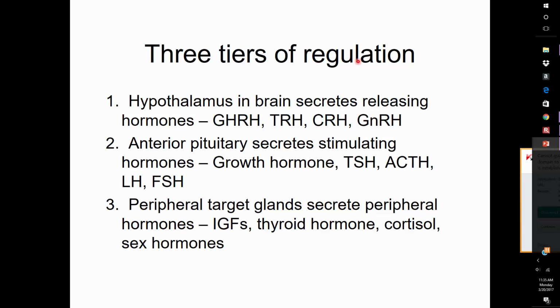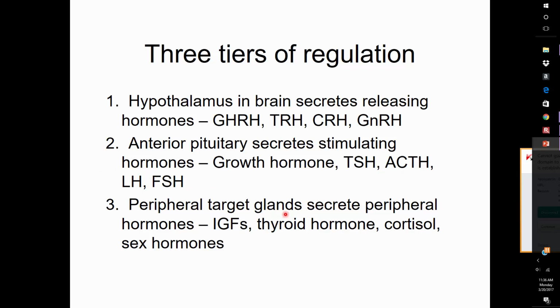So here are three tiers. There are neurons or neurosecretory cells in the hypothalamus, and different neurons produce growth hormone releasing hormone, thyroid releasing hormone, corticotropic releasing hormone, gonadotropic releasing hormone. Then you have cells in the anterior pituitary, some that produce growth hormone, some that produce TSH, thyroid stimulating hormone, some that produce ACTH, adrenocorticotropic hormone, and then cells that produce LH and FSH.